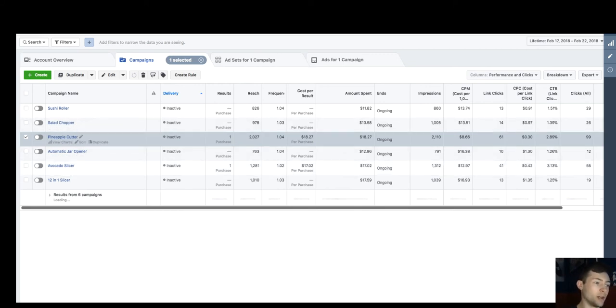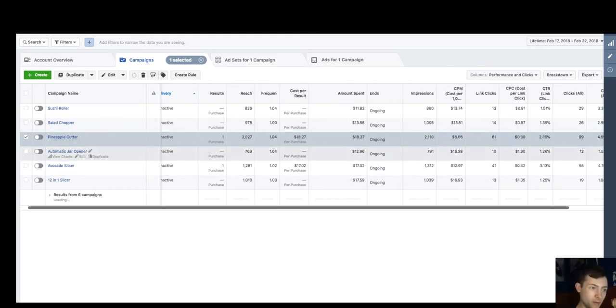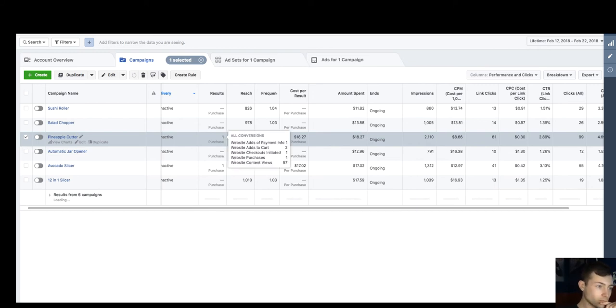So you can see here the pineapple cutter, I reached about 2,000 people. And I only got one sale, so it was literally $18 per purchase. Another thing you can see here is I had a lot of view contents, but I didn't have a lot of add to carts. So what I did was I lowered the price by about $5, and that didn't do anything either. So I just kind of hit a dead end with that one.